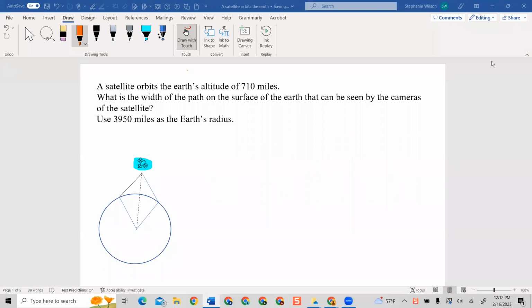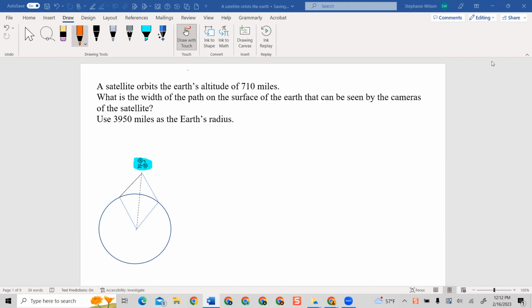A satellite orbits the Earth at an altitude of 710 miles. What is the width of the path on the surface of the Earth that can be seen by the cameras of the satellite? We're going to use 3,950 miles as the Earth's radius.